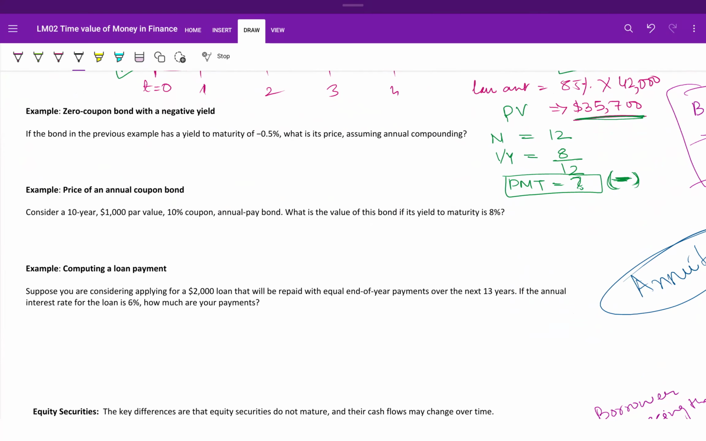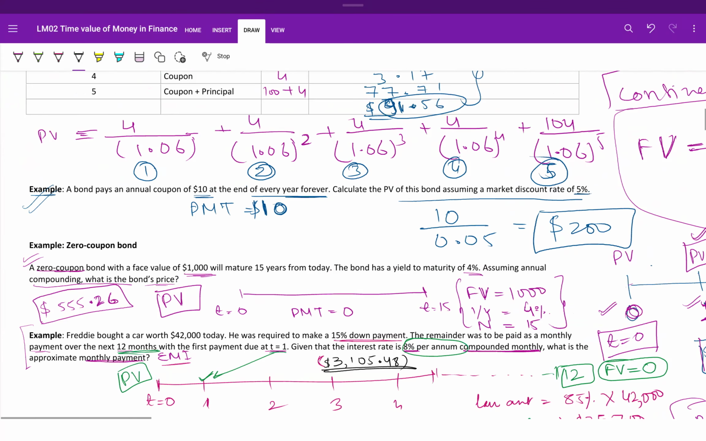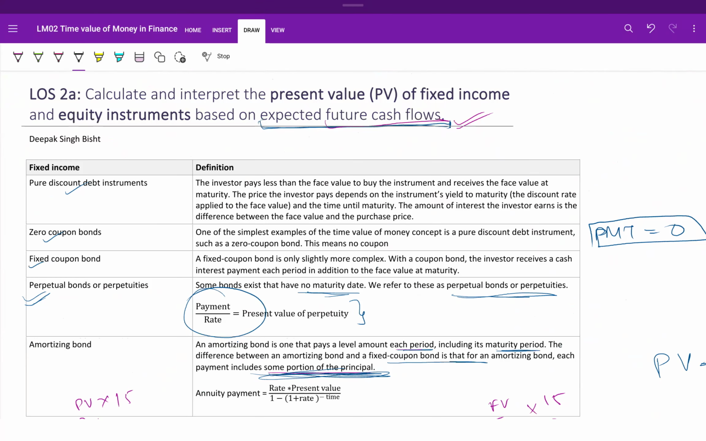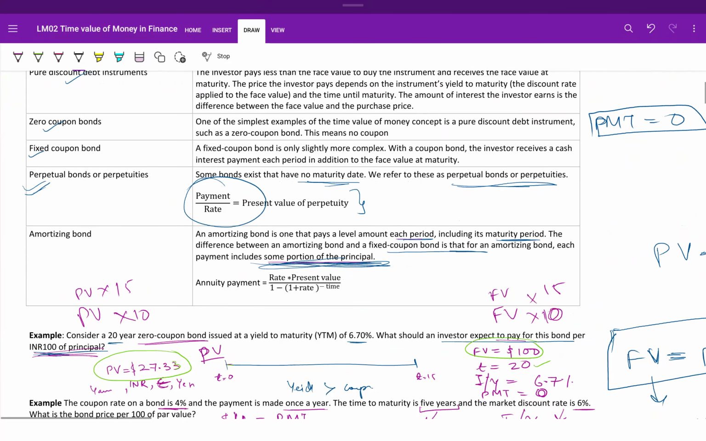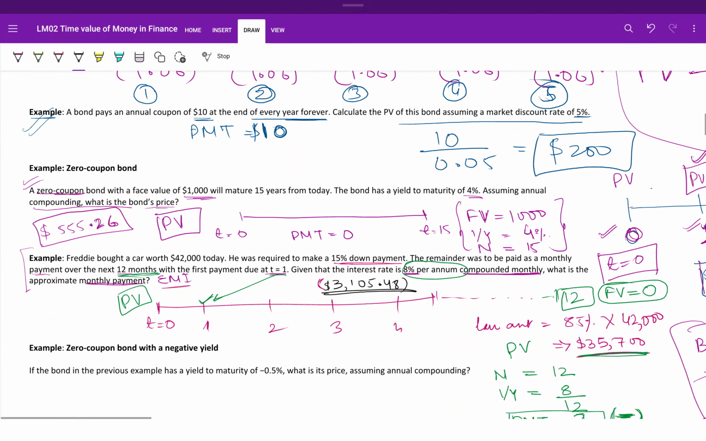We are only talking about the bond components as of now. We have not started with our equity instruments. This LOS is about fixed income as well as equity instruments. There are a few more examples here, then we will start with our equity instruments.